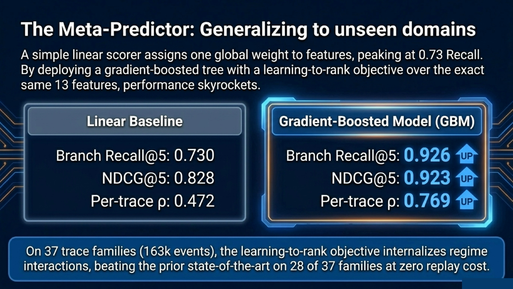To ensure this generalizes to unseen domains, we built a meta-predictor. While a simple linear scorer peaked at a recall of 0.730, deploying a gradient-boosted model, or GBM, with a learning-to-rank objective made performance skyrocket. Across 37 trace families and over 163,000 events, our GBM hit a branch recall at 5 of 0.926, beating the previous state-of-the-art on 28 out of 37 families, all at zero replay cost.